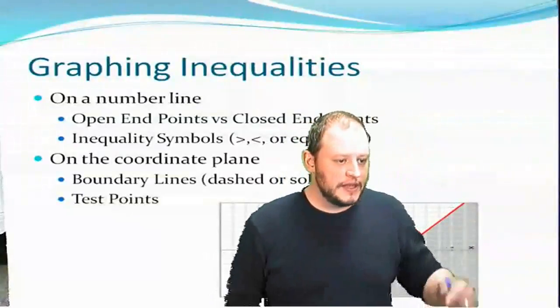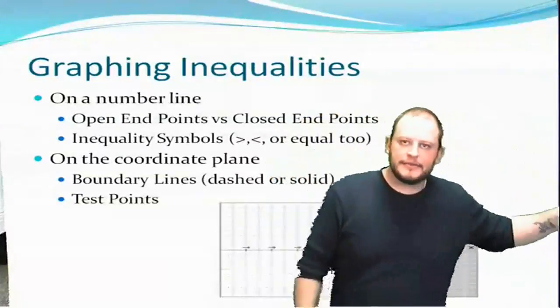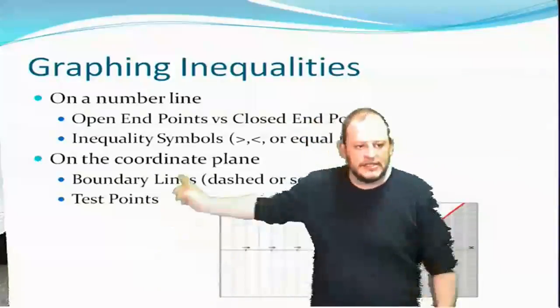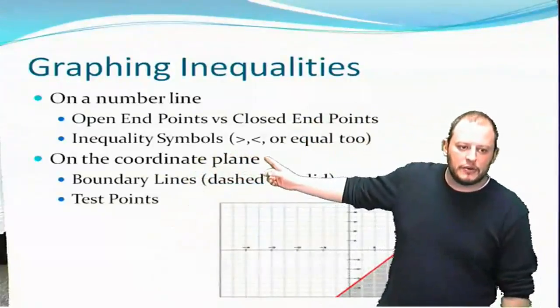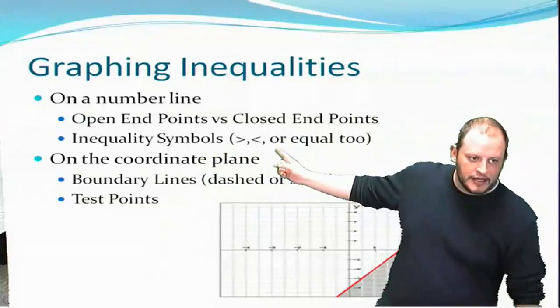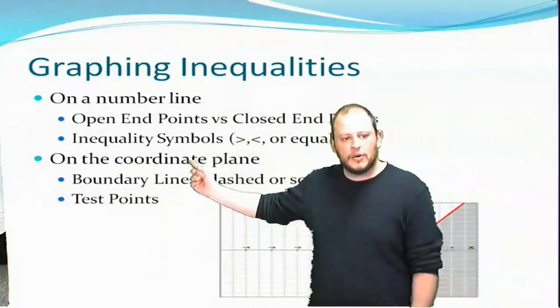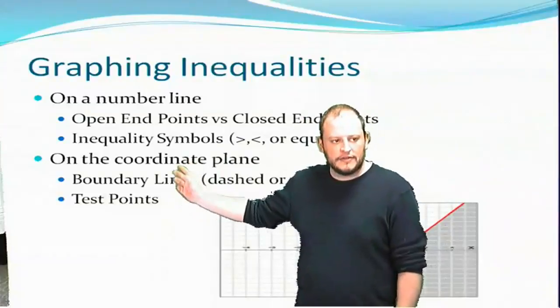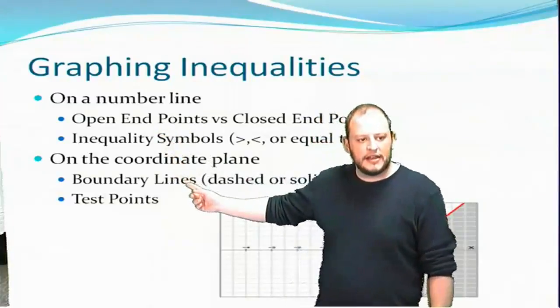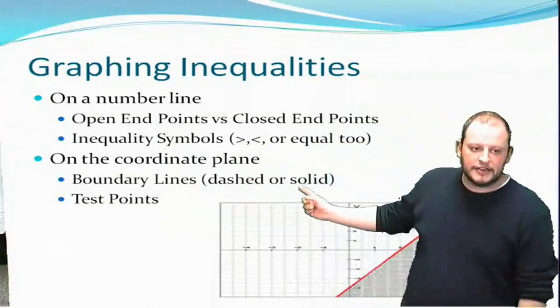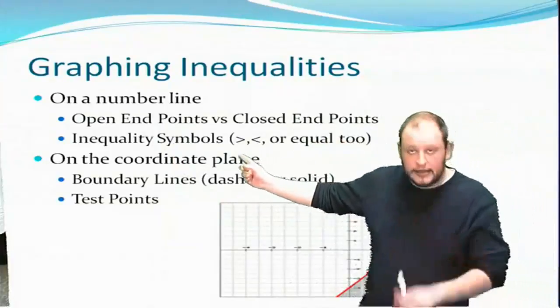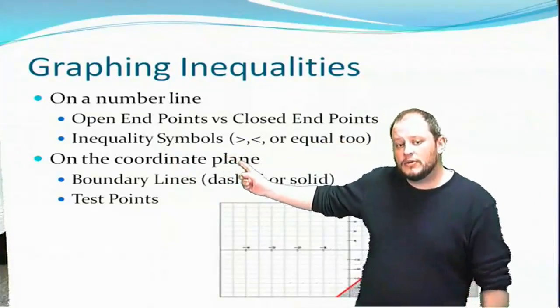Perfect. Welcome back. So that was graphing inequalities. Inequalities are these symbols that you see, less than or greater than or equal to, right? Open endpoints versus closed endpoints. We talked about that. Inequality symbols. And then, of course, we talked about it on the number line and on the coordinate plane. So boundary lines are either dashed or solid, depending on our equal to or not equal to.